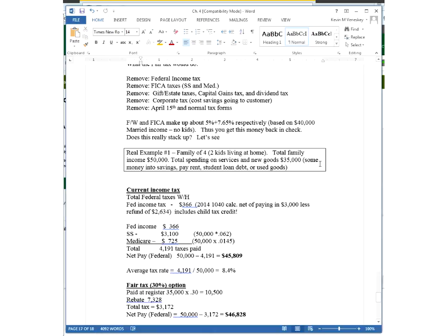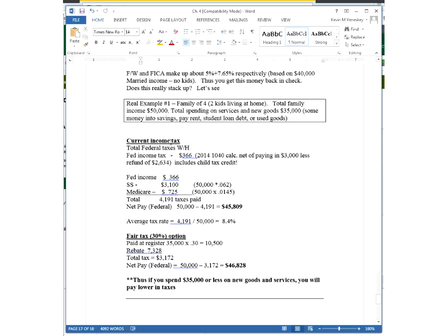So out of the $50,000, $35,000 was spent on services or new goods. The remaining was spent to pay down debt, to pay for used items basically. So let's break it down. With our current income tax, I went in and pulled up a 1040 and put in some basic information: $50,000 income with 2 kids, including possibly any earned income credit or any other credits that may go along with it.